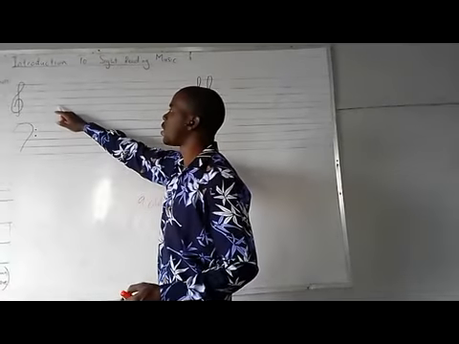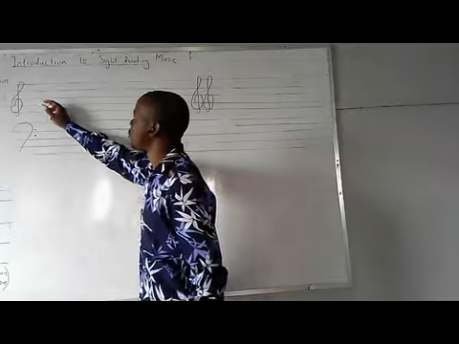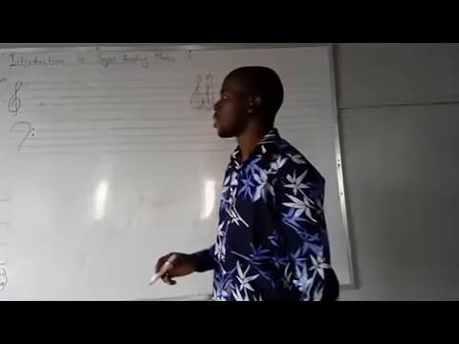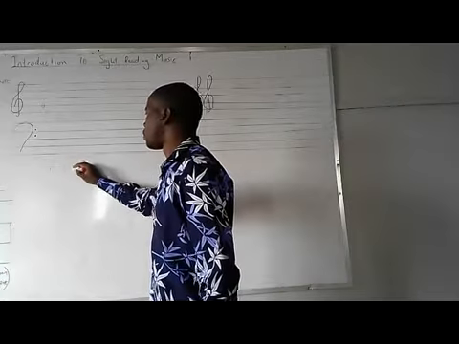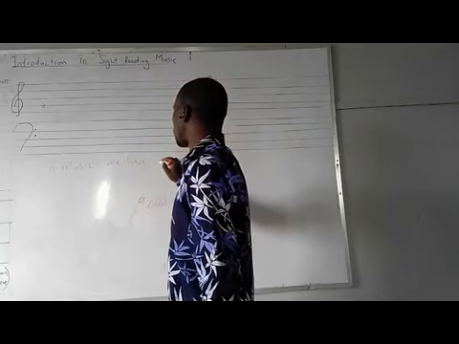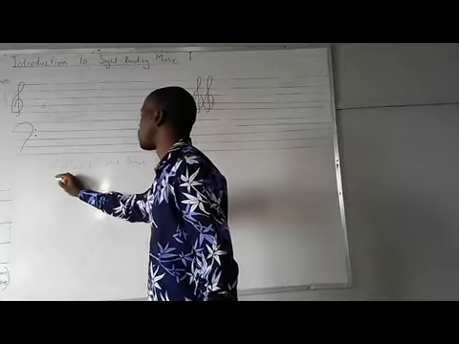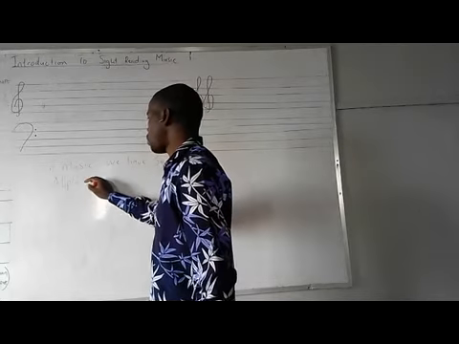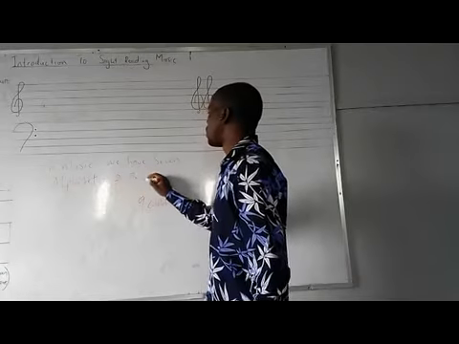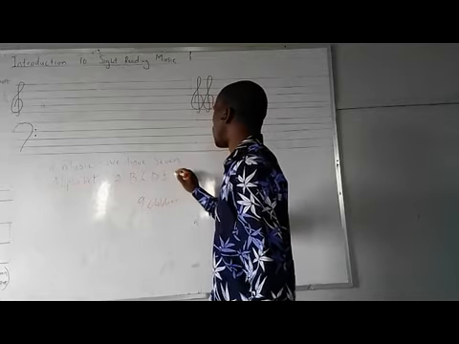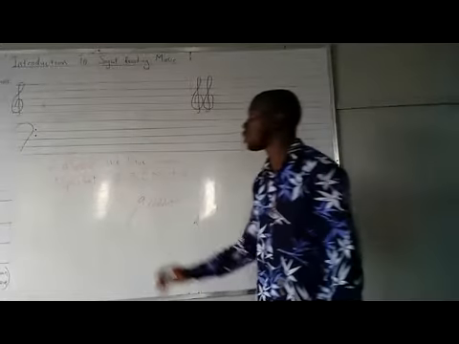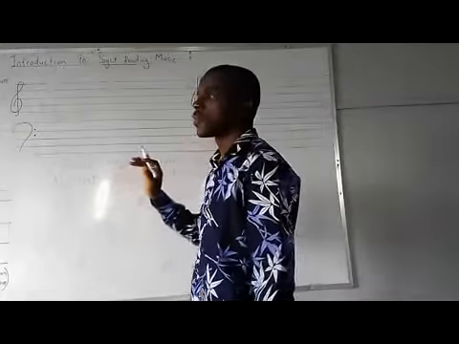Now, the name of this second line I told us is what? G. Is G. In music, we have 7 alphabets. And the alphabets are A, B, C, D, E, F, G. So these are the alphabets that we have in music. So we are going to be making use of this.